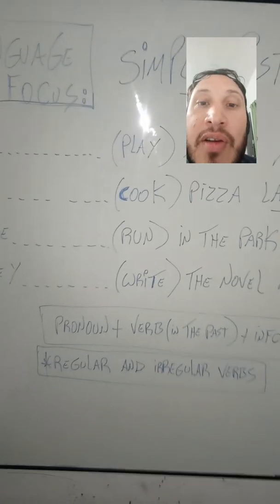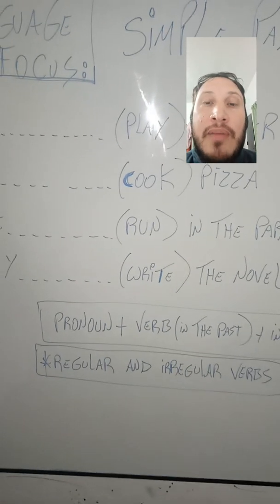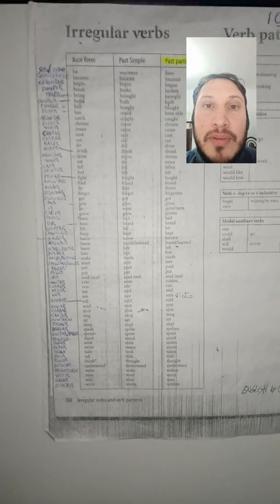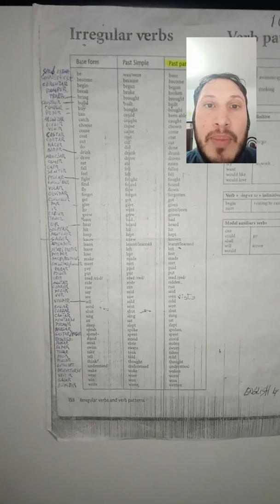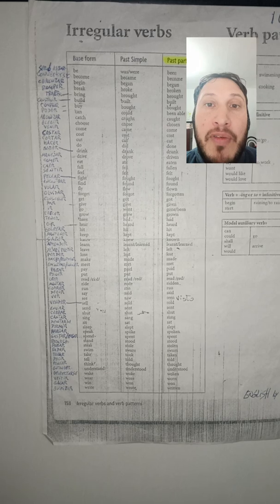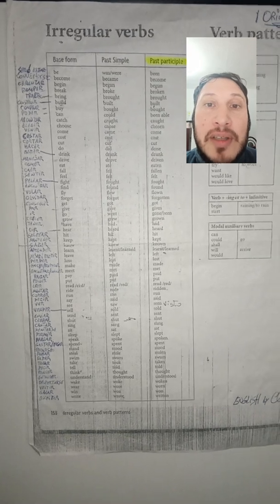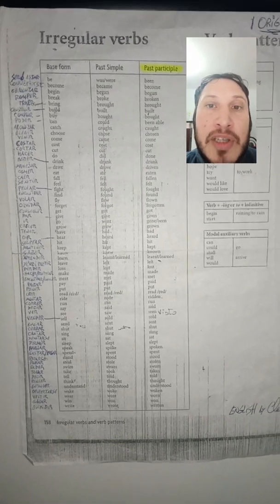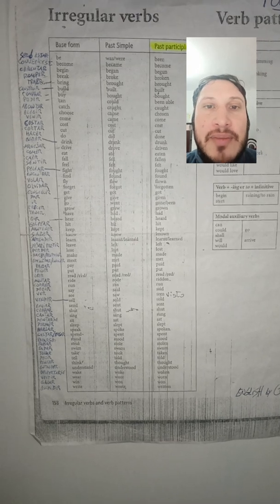So how do I know exactly whether my verb is regular or irregular? Easy. I need to use play, for example, in my first sentence. So I need to go to my list. I have a special list. Look, irregular verbs. You have the base form, which is the name of the verb, the past simple in the second column, and the past participle that we are not going to use yet.